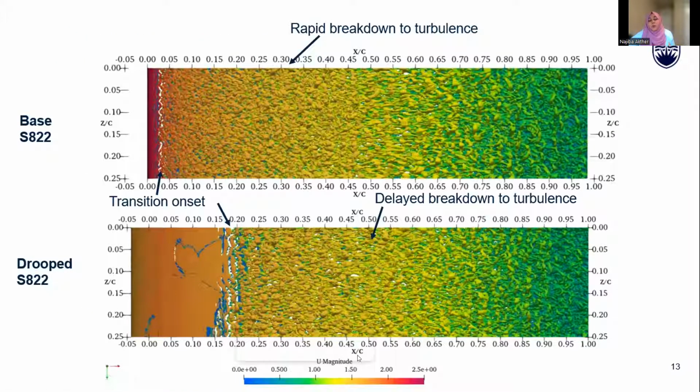Here is a clearer visualization of these isosurfaces of Q criterion for identifying the exact location of the leading edge where the transition is beginning. As you can see, for the base airfoil the transition is beginning right here, near 2 to 3% chord, whereas for the drooped airfoil it starts at around 15 to 20% chord location. And the breakdown to turbulence is delayed after the droop attachment in comparison with the basic SA2 airfoil.